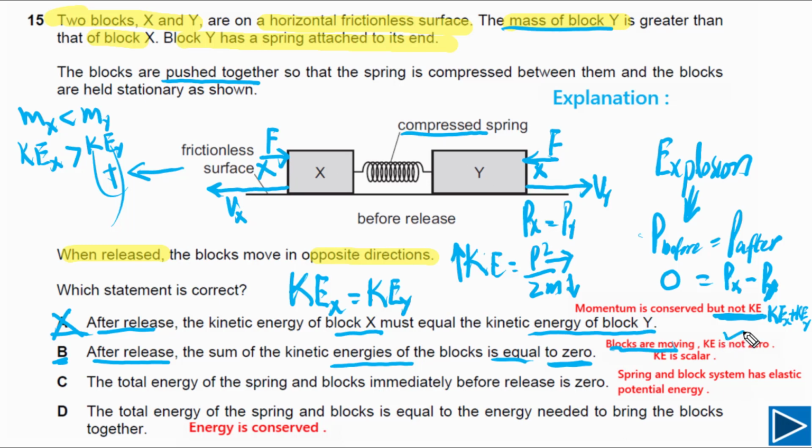The kinetic energy is not 0 because kinetic energy is a scalar. So this is also not a true option.